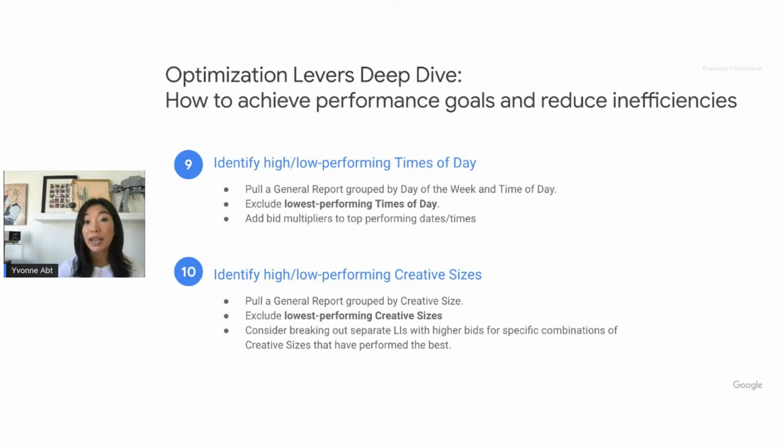And then with creative size, beyond excluding your lowest performer and throwing more bids against your highest performers, you can also think about size combinations that seem to work really well together. And if you're seeing those combinations in your reporting, you can actually put the sets of creatives that are performing really well for you in a separate line item, allowing for higher bidding against those killer combinations.